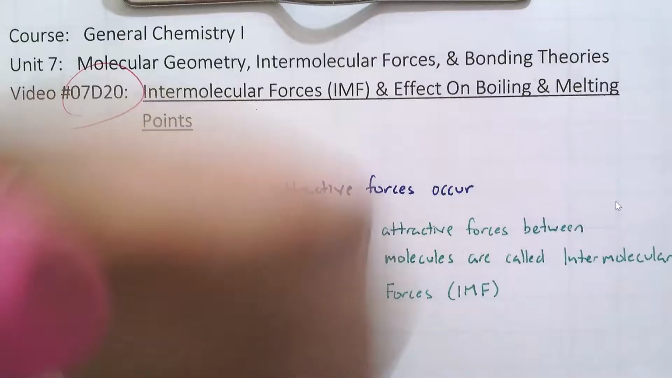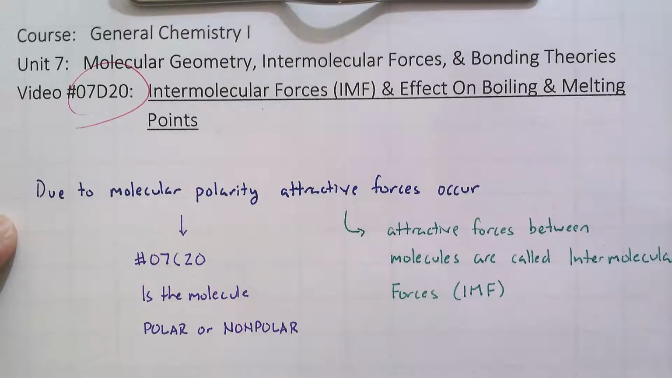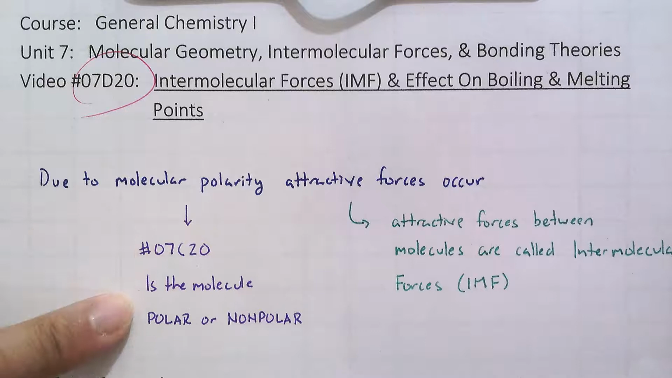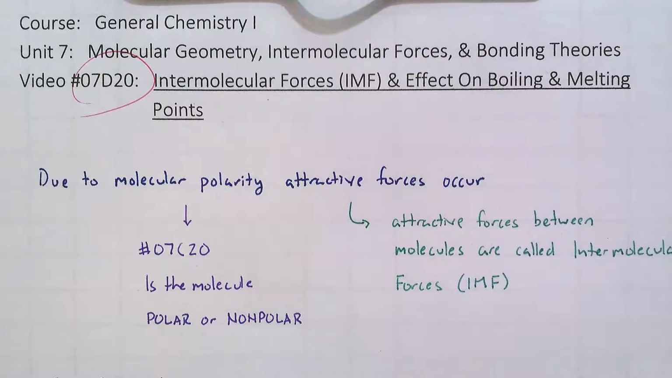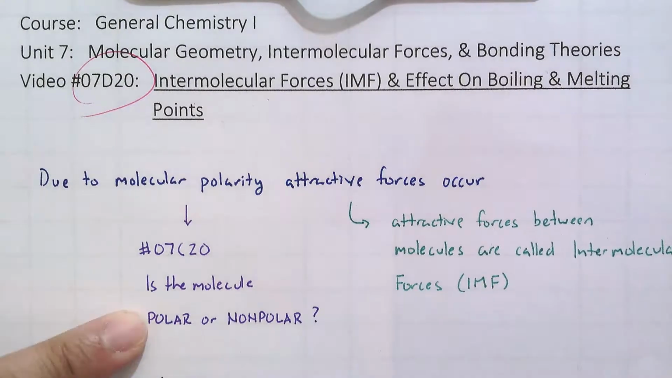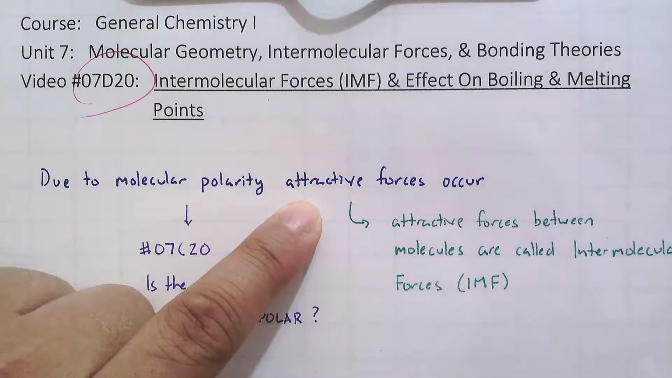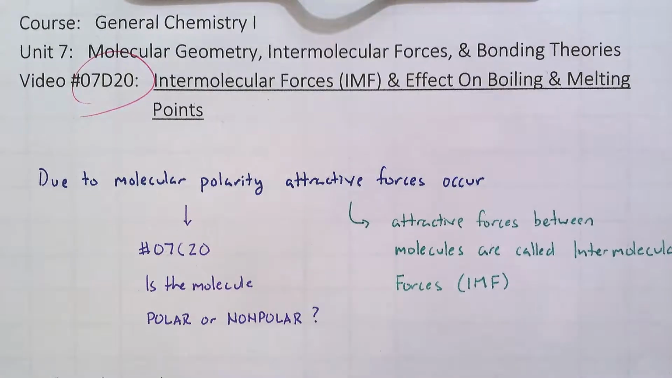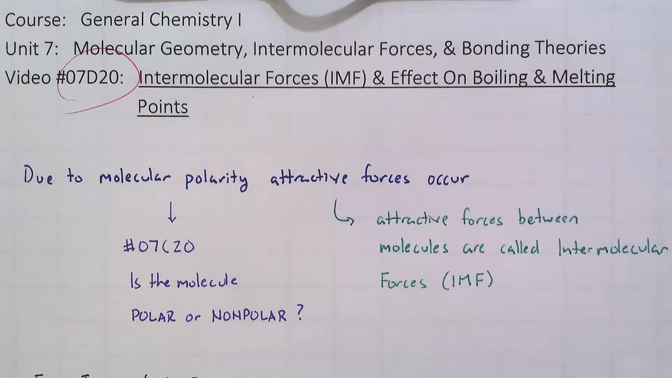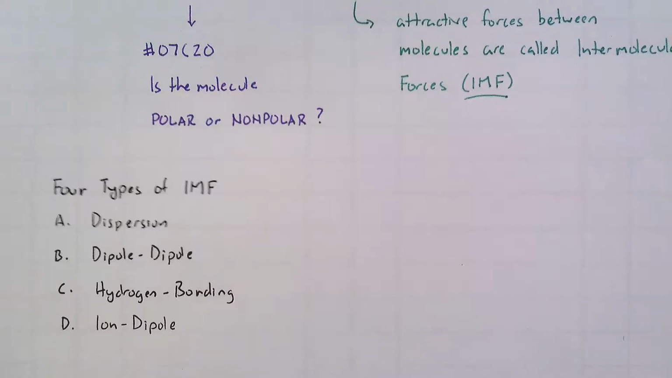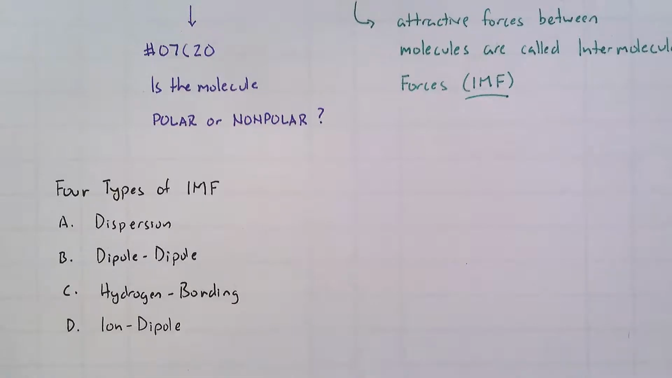Intermolecular forces. I have a couple of definitions. Due to molecular polarity, which we had talked about in a previous video, where we answered the question, is a molecule polar or nonpolar? By knowing this answer, we can predict what type of attractive forces can occur, and attractive forces are between molecules, different molecules, or possibly different atoms. Those are called intermolecular forces, or simply IMF, or IMFs. And the four types of IMF that I will discuss in this video are listed here.